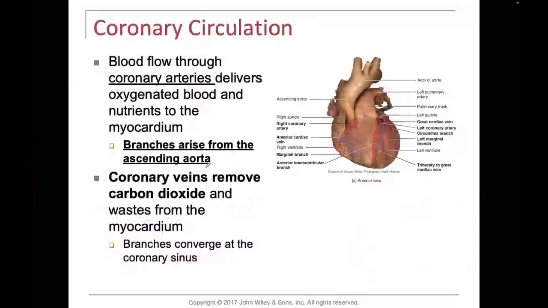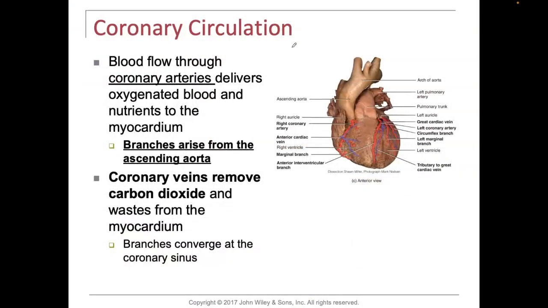Let's take a look at some of the main blood vessels of the heart. So the heart is a muscle and muscles need blood flow. They need oxygen, so the oxygen can go to the mitochondria, so the mitochondria can produce ATP so that the muscle has energy to contract. So blood flows through the coronary arteries and delivers oxygen into the myocardium. And the coronary arteries, there's a right and left coronary artery, they arise from the ascending aorta.